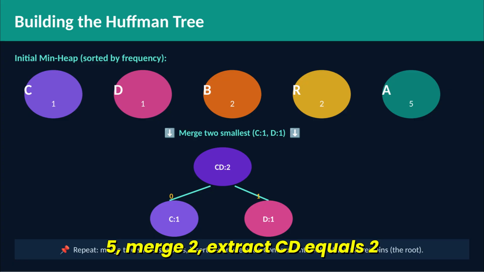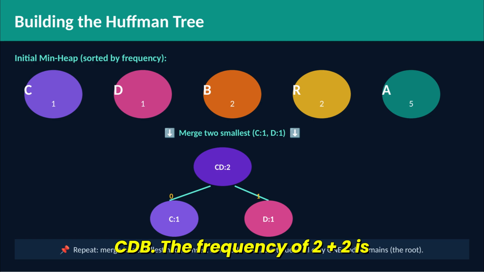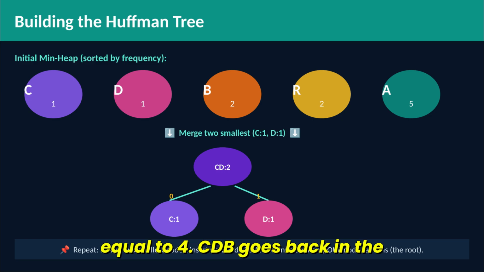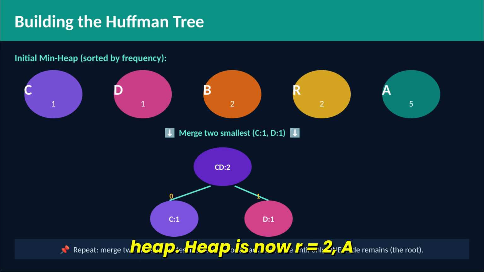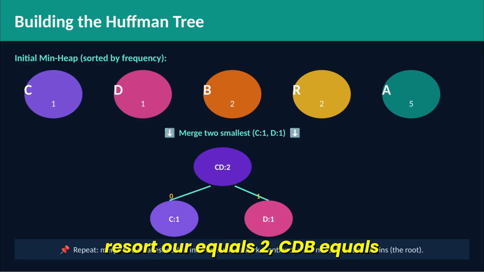Merge 2. Extract CD equals 2 and B equals 2. Create new node CDB with frequency 2 plus 2 is equal to 4. CDB goes back in the heap. Heap is now R equals 2, A equals 5, CDB equals 4. Wait. Resort: R equals 2, CDB equals 4, A equals 5.